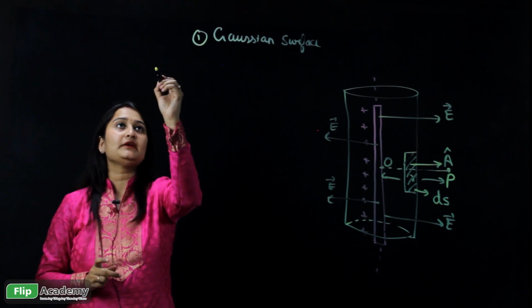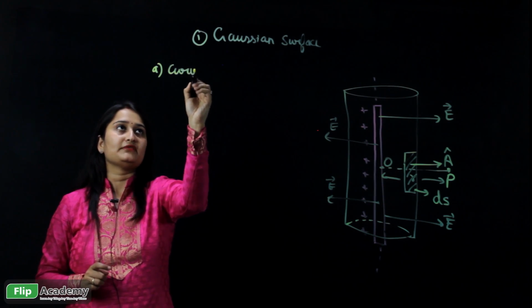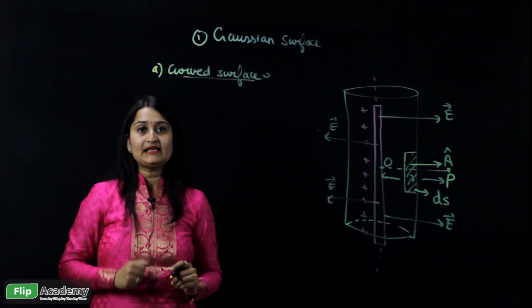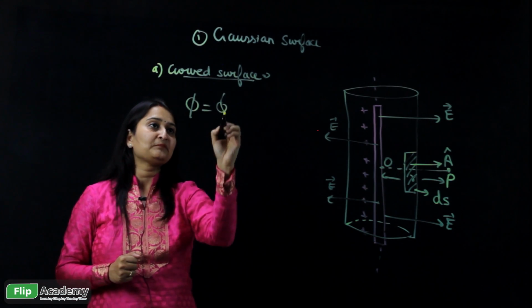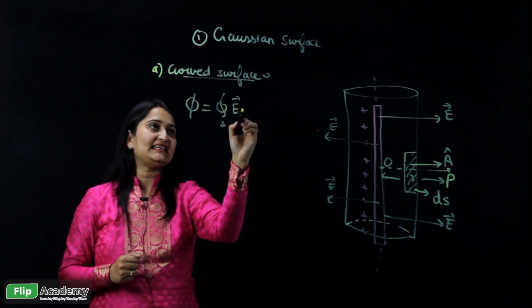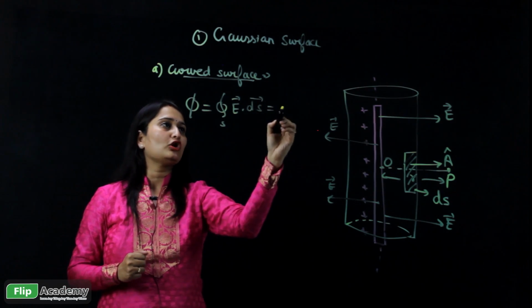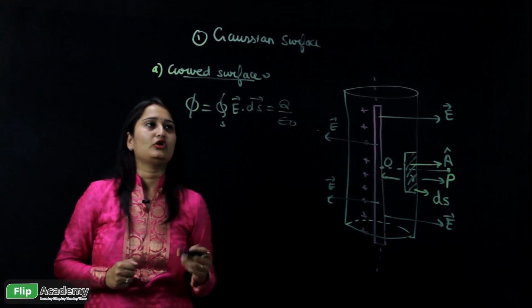Now let's first start with the curved surface. In the curved surface, apply the Gauss law. According to the Gauss law, the flux is given by E dot ds, and the Gauss law says this is q upon epsilon naught.